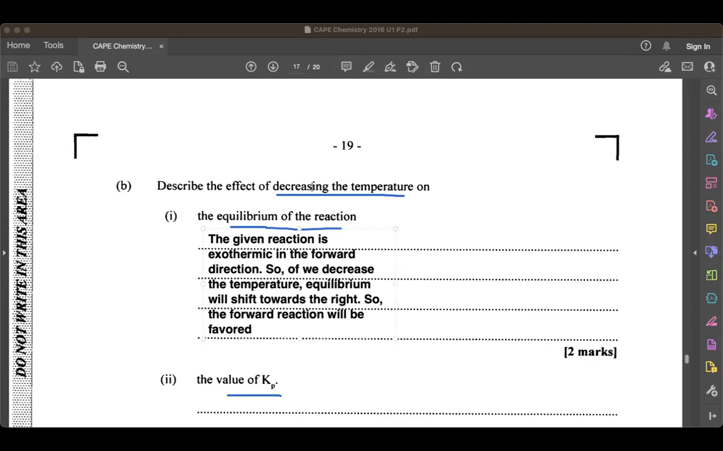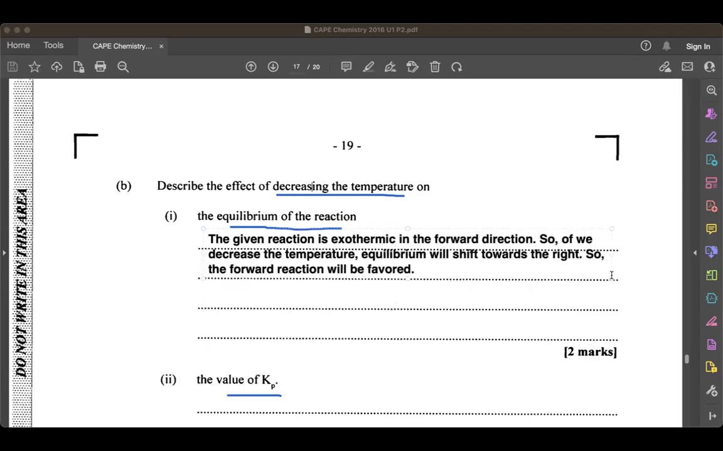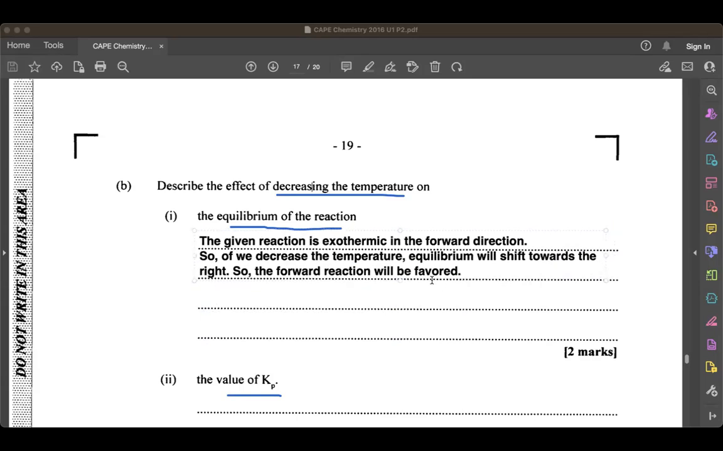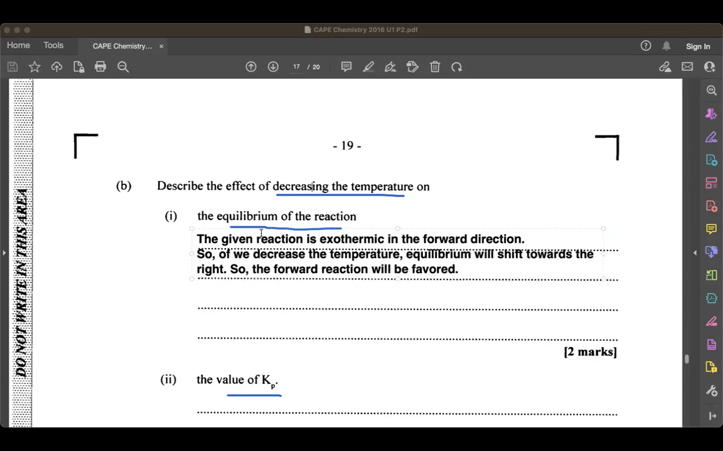So whichever reaction it is that gives off heat is going to be favored, and that's our forward one. It's the exothermic one. So the given reaction is exothermic in the forward direction. So if we decrease the temperature of the system, then the equilibrium will shift towards the right. So the forward reaction will be favored. And so now let's move on to the value of Kp. Will decreasing the temperature affect the value of Kp?